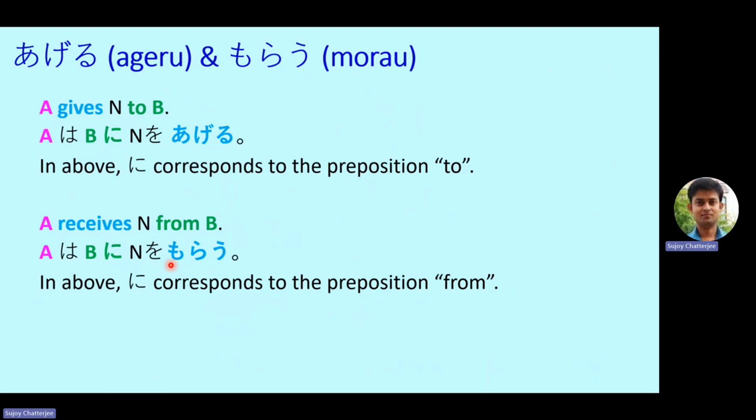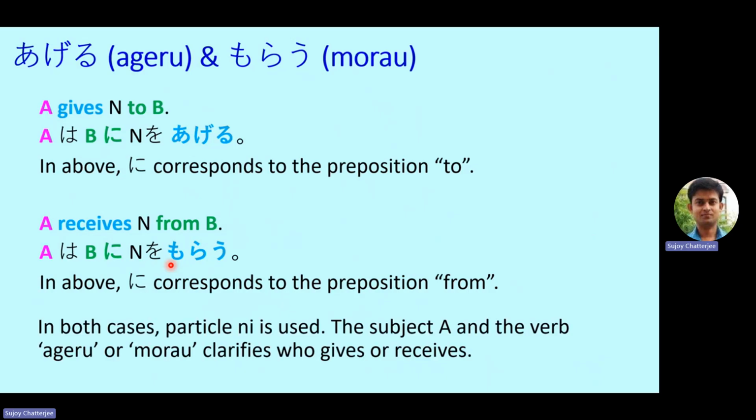So in both the scenarios, particle ni is used. The subject A and the verb ageru or morau clarifies who gives or who receives. So only looking at the ni particle, you will not be able to understand what is happening. If you see the verb ageru with ni, then it means to B. B ni ageru means someone gives to B.